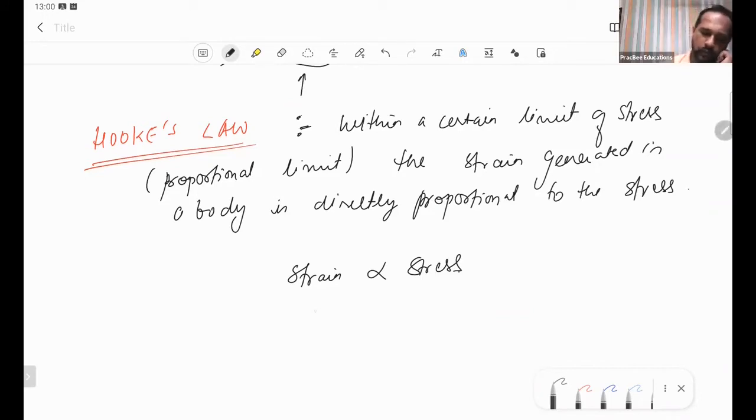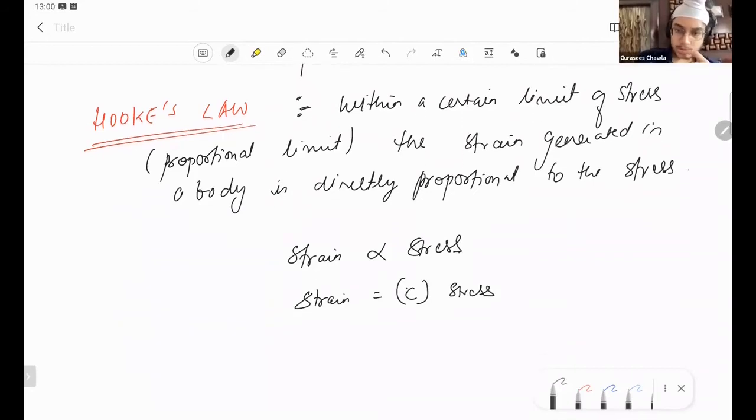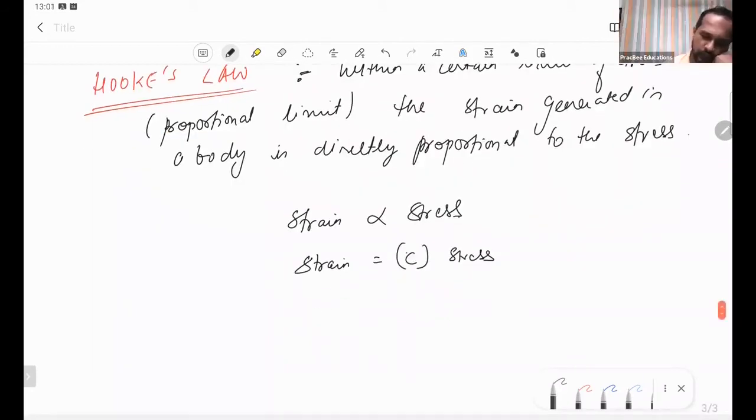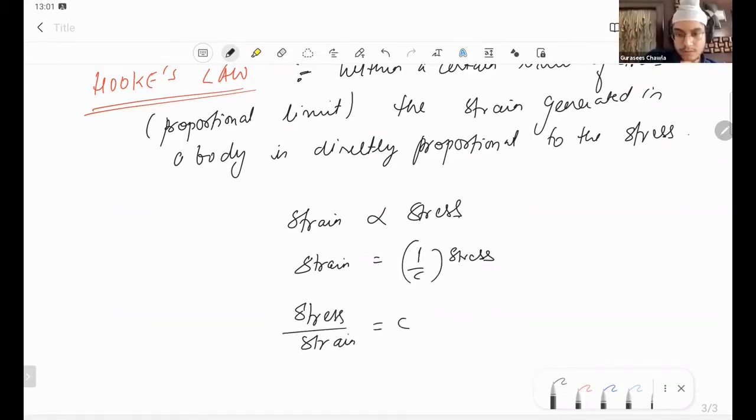तो I can write strain is some constant C into stress. So this constant, say 1 by C. ठीक है, so I can write stress upon strain is equal to C. Yes. Now this constant C इसका नाम है and it depends on type of material. It depends on type of material.